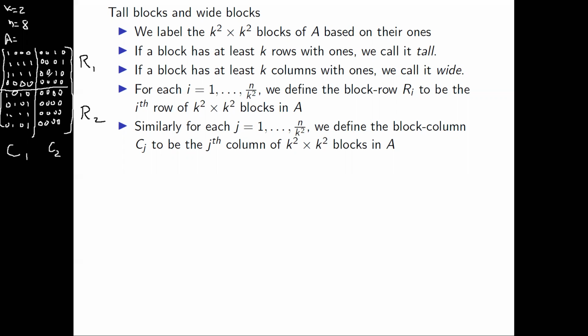Now let's see which blocks are wide, which ones are tall. So this block right here, the top right, let's look at that. So that block has at least k rows with ones, because k equals 2, there's at least 2 rows with ones. So it's both tall, and it has at least k columns with ones, because there's 2 columns with ones. So it's also wide.